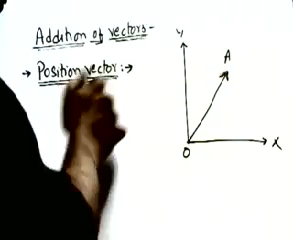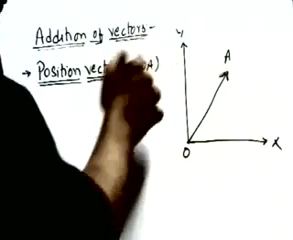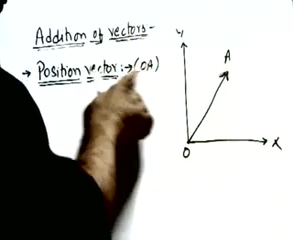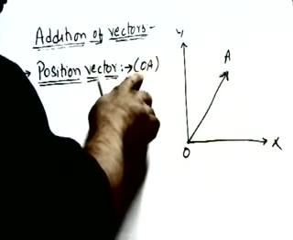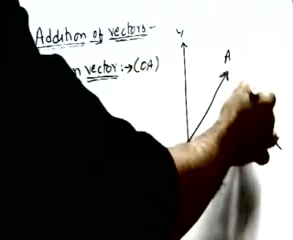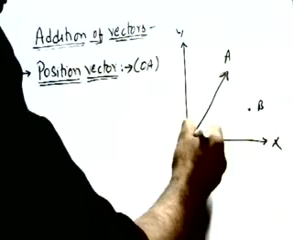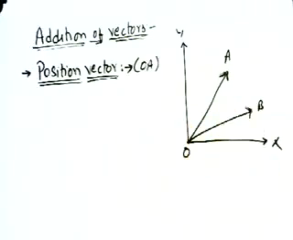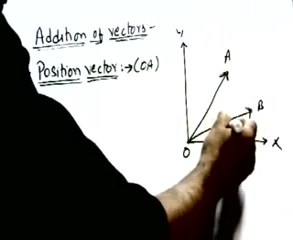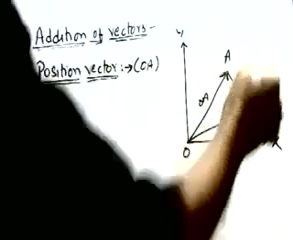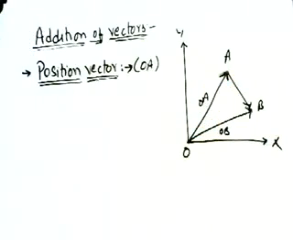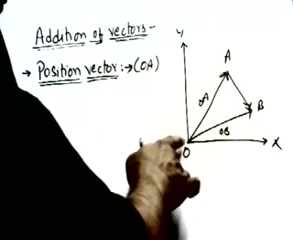Suppose this is the fixed point. So the position vector is denoted by OA. This is the vector which represents the point A with respect to the reference point O. Suppose we have a point B here. So this vector is called the position vector of the point B. Suppose this is OB, this is OA. Now this vector is called AB.